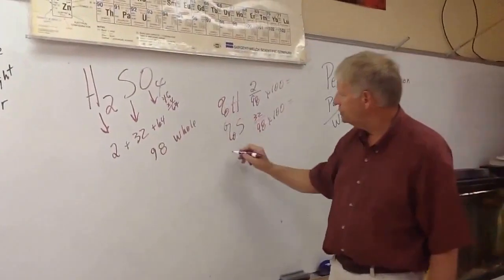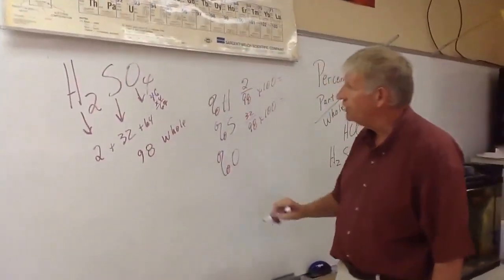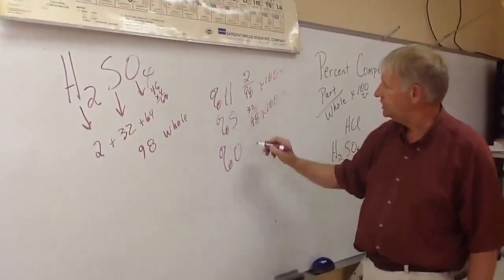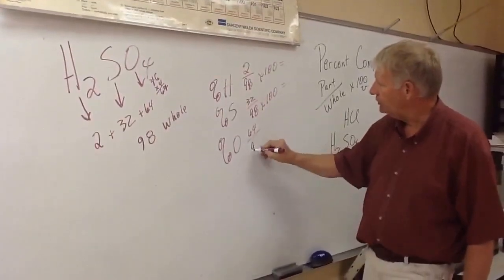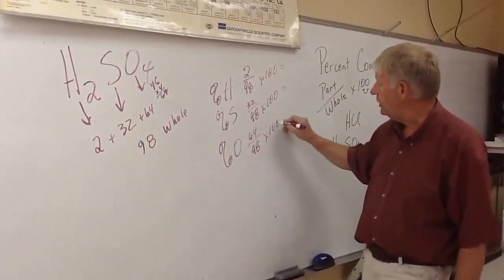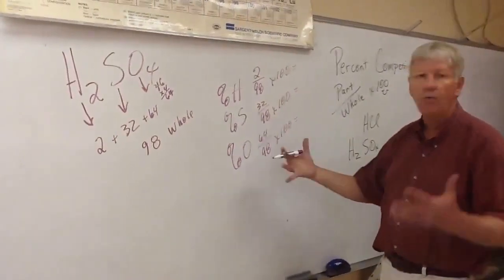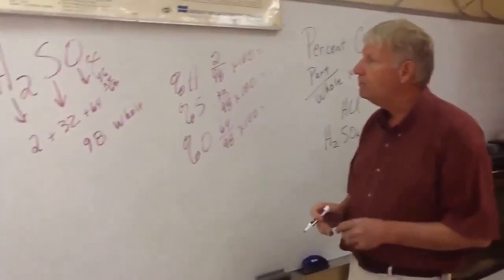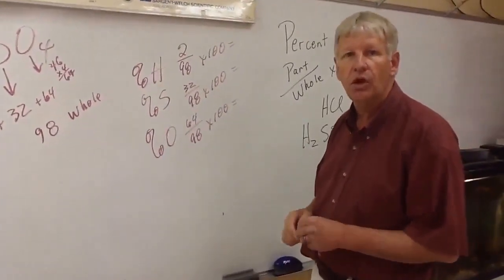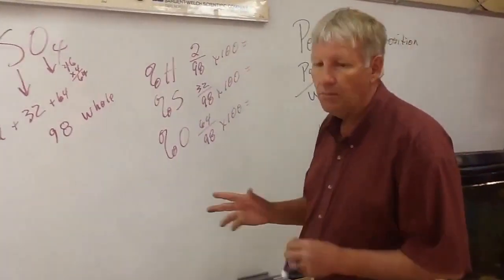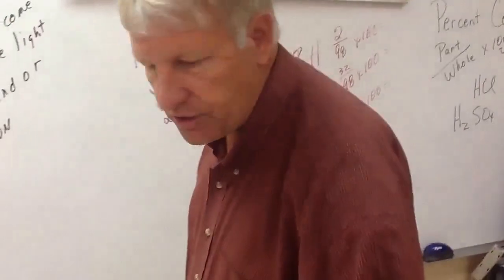Now let's do oxygen, the percent oxygen in sulfuric acid. The part is 64, okay? The whole is 98, so times 100 equals the percent oxygen. So this gives us an idea, so now we can calculate the percent composition of any single compound that we have. So once again, that's a skill that you're going to need to know.